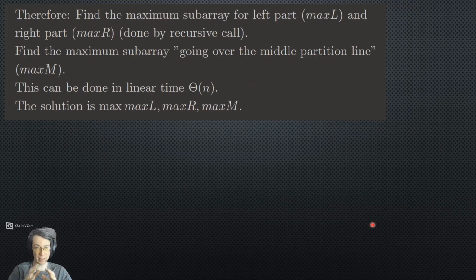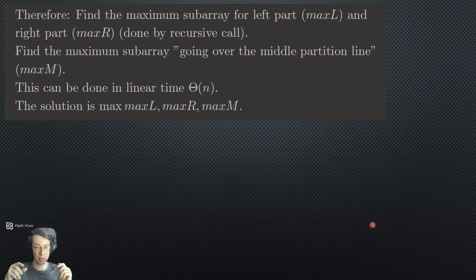Now, the way we're going to solve this in the divide and conquer paradigm is, given the array A, we're going to split it into two halves, L and R. We're going to recursively solve, just by making a recursive call, for the maximum subarray in the left half. We'll call that max L. We're going to recursively solve for the maximum subarray in the right half. We'll call that max R. And then we're going to do something creative and more sophisticated to find the maximum subarray going across the middle partition line, and we'll call that max M. And my claim is this finding of the maximum subarray going across the middle partition line can be done in linear time, order n time.